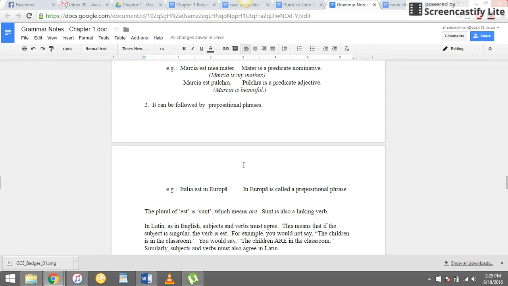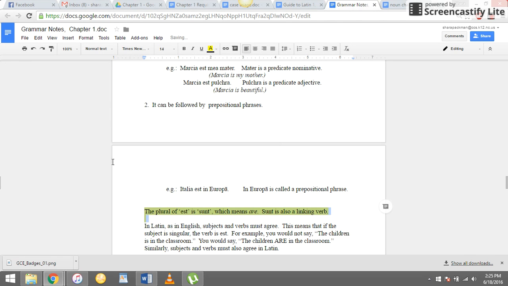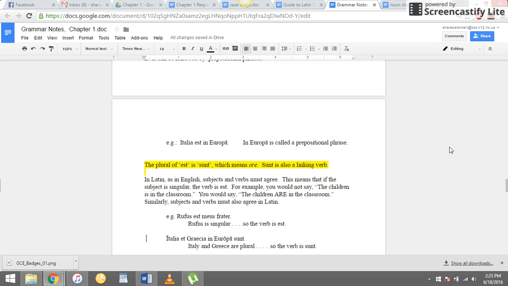The plural of est is sunt, and I'm going to highlight this because everybody seems to miss it. So we'll highlight that right now. The plural of est is sunt, which means are. So if I say the girls are pretty in Latin, I would use sunt. In Latin, as in English, subjects and verbs must agree. So if the subject is singular, the verb is est. If the subject is plural, the verb is sunt.